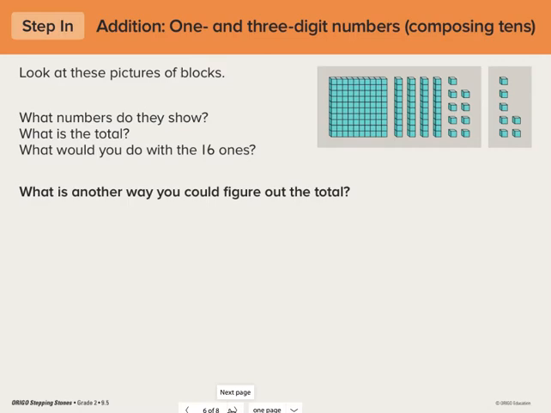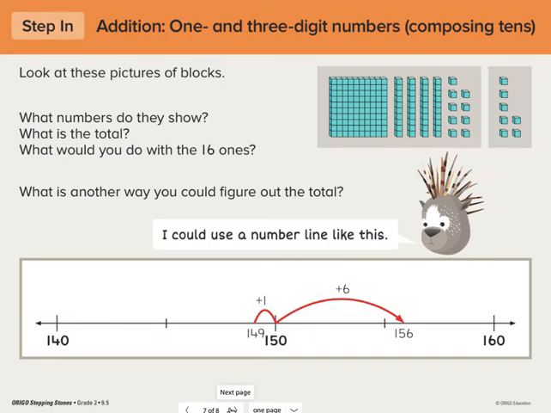You have to decide for yourself if that's the way you want to do it. Maybe you don't want to use blocks. Maybe you would rather use your brain, or maybe you would rather use the number line. Let's see. Our porcupine friend here decided to use a number line, so let's see how he did it. I could use a number line like this. So we still have the same numbers. We can tell because he labeled his jump so clearly. So he started with 149, and together he took 7 jumps, right?